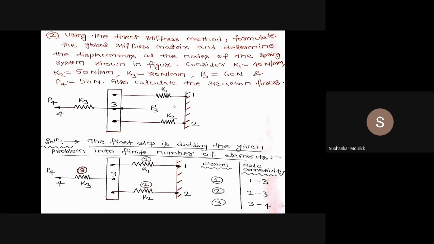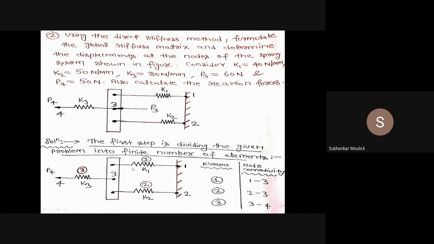Here in the class we are solving for 3 elements. Maybe in the exam you have to solve for 5 elements, or 6 elements. Fine, but the procedure will be like this only if you are using the direct stiffness method.